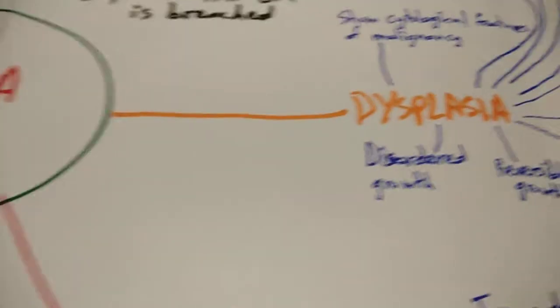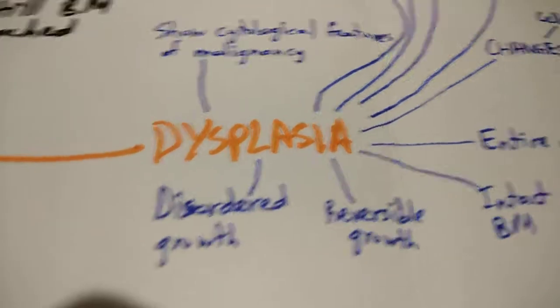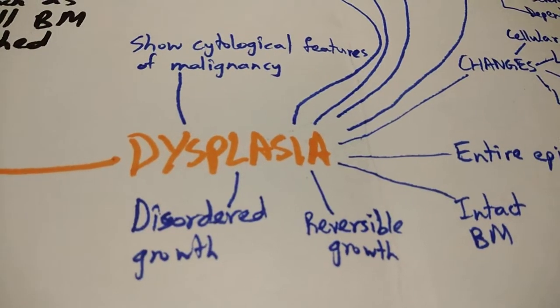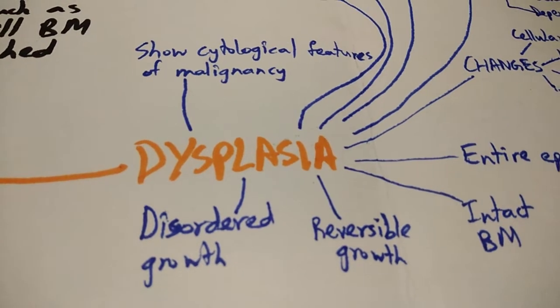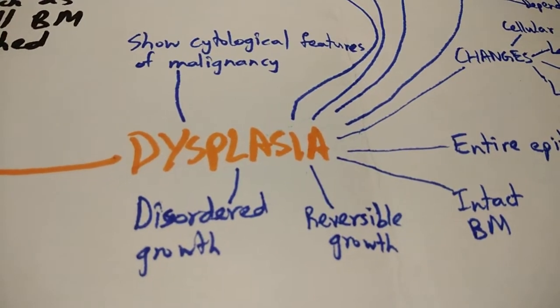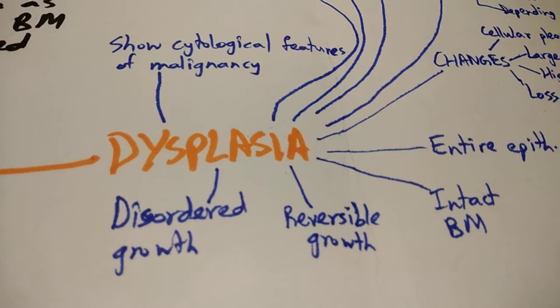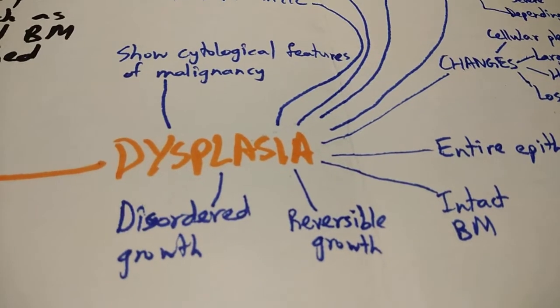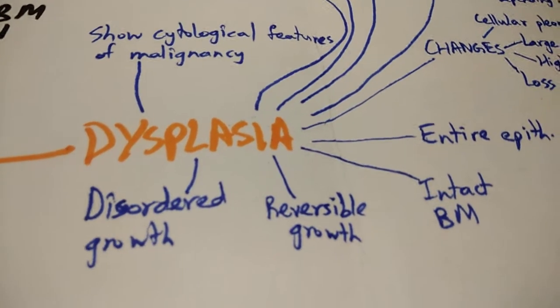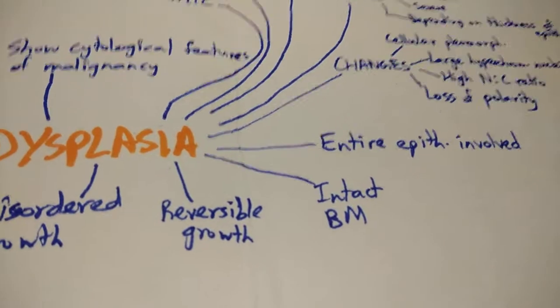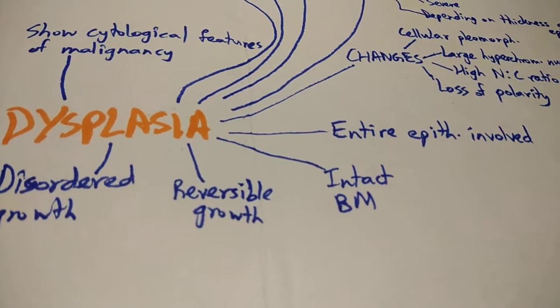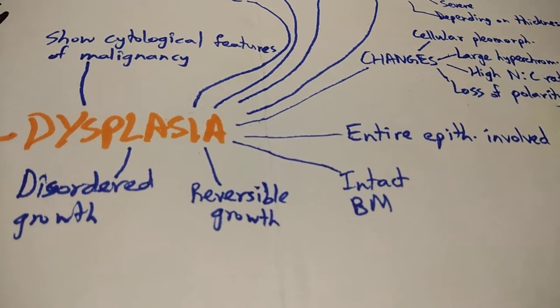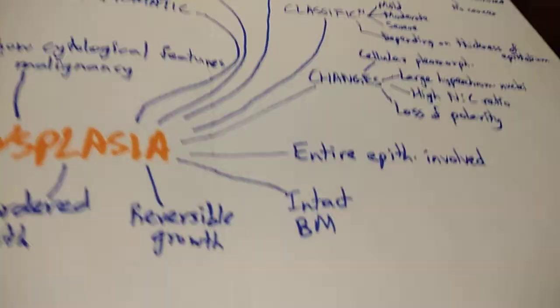Now, moving on to dysplasia. It's very similar to carcinoma in situ and often can be confused between two. Alright? It's a disordered growth which is reversible and it shows all cytological features of malignancy, such as in carcinoma in situ. Again, entire epithelium is involved and there is an intact basement membrane. Now, these features are in common with carcinoma in situ.